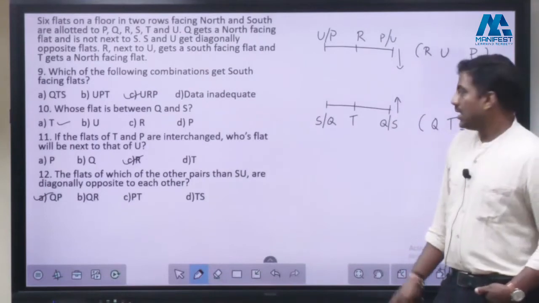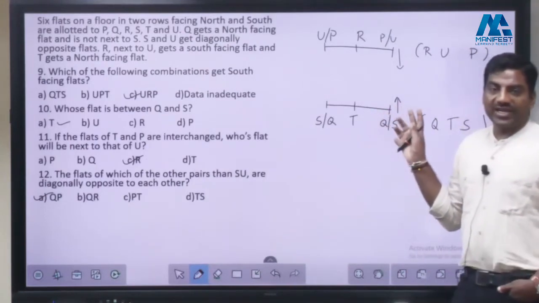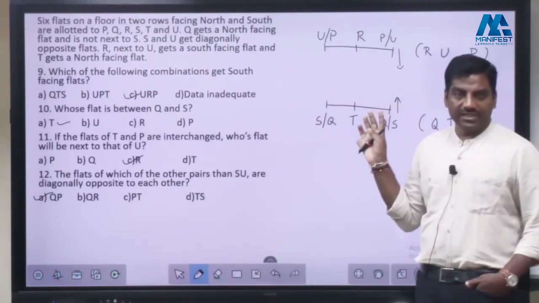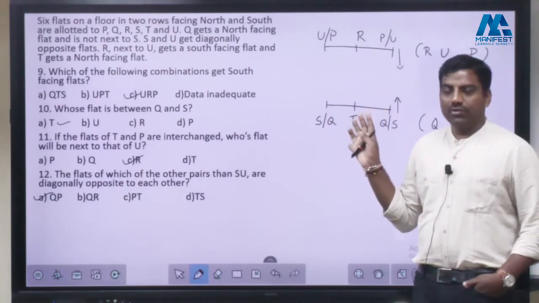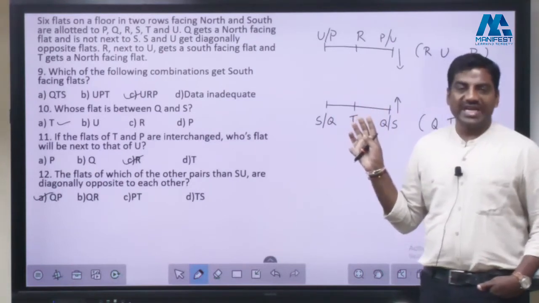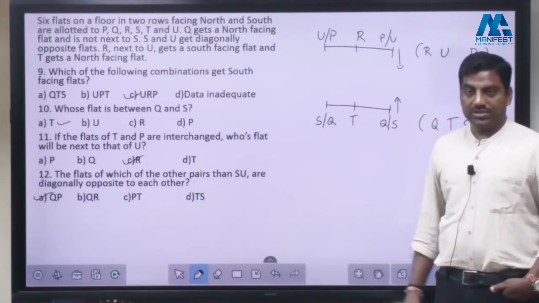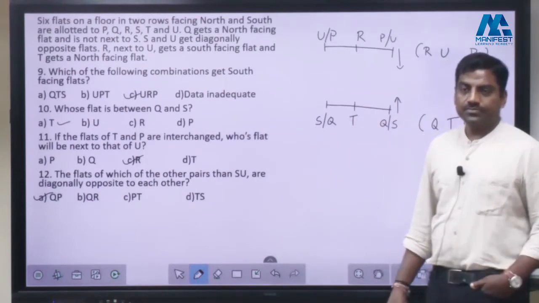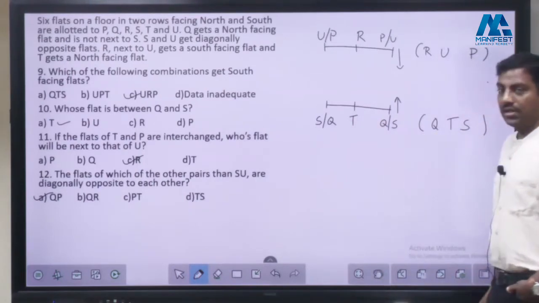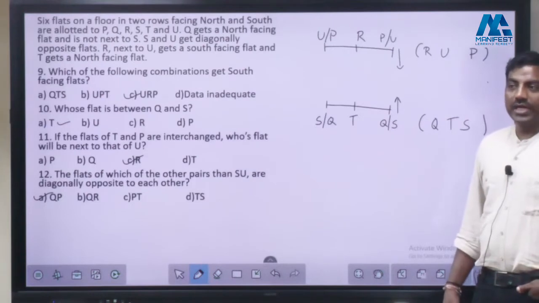Done. Again, here the diagram is not final. But with whatever construction of the diagram we have, we can answer the questions. Okay. Fine. Done. Any issues? No, right?